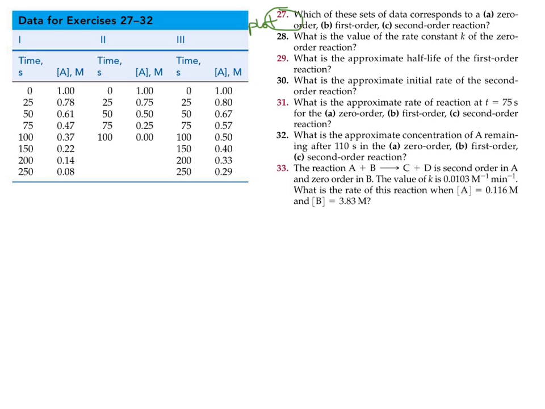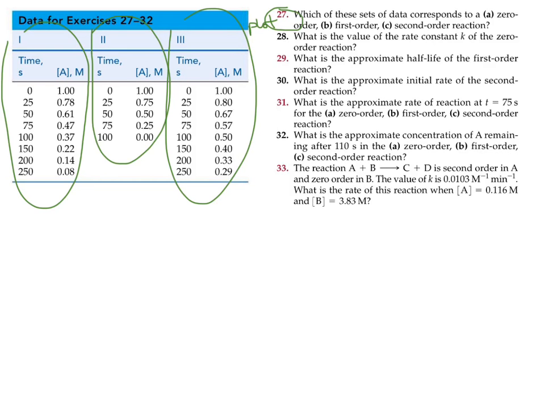Basically, notice that you have 3 sets of data. And these are different reactions. They are not the same chemical reaction. I think that kind of throws students off sometimes. They're different chemical reactions. The reactant A has different reaction orders. Not so surprisingly, one of those is going to be 0, one of those is going to be first, one of those is going to be second. You're playing detective to a certain extent. Question 27 asks which of these corresponds to 0, first, or second.